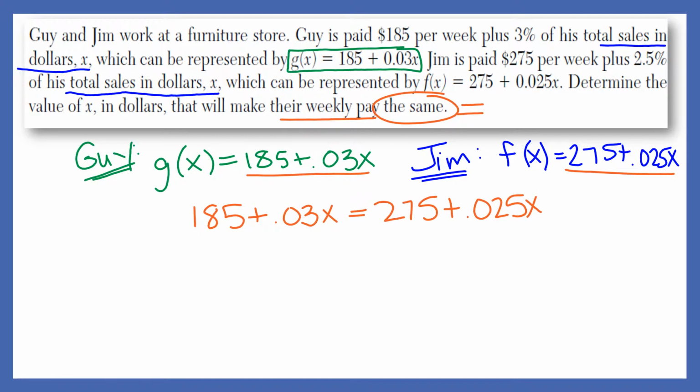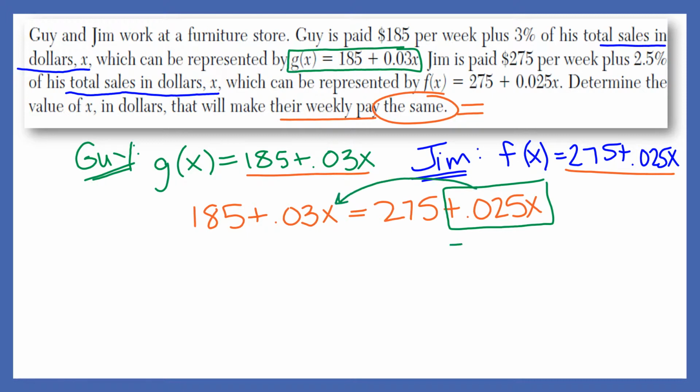Now what we want to do is move the variables all to one side and the numbers to the other, and it does not matter how you do this. What I like to do is move the smaller x over first. Notice I'm taking the plus sign with it because it belongs with what's behind it. I'm going to move the 0.025x to this side.